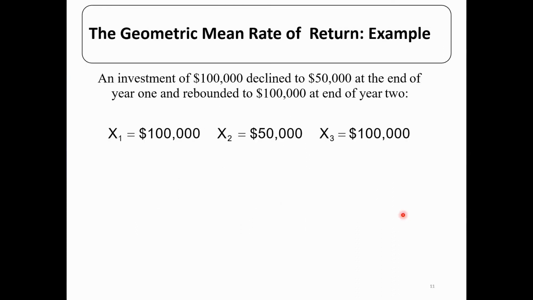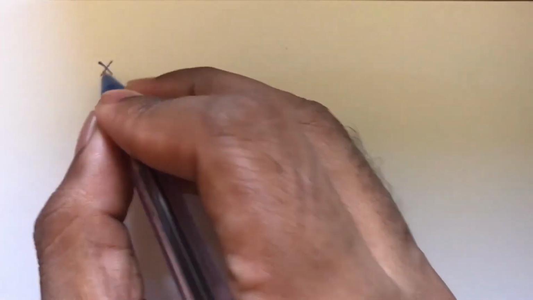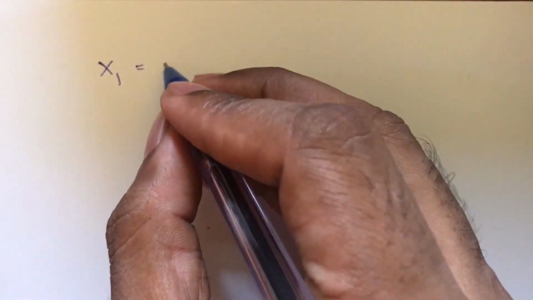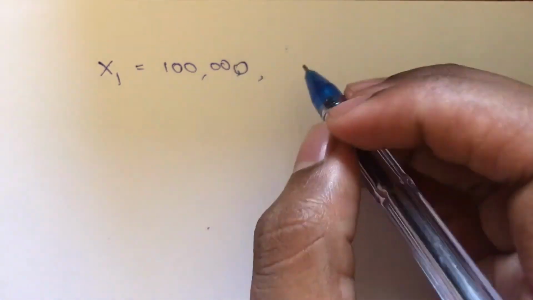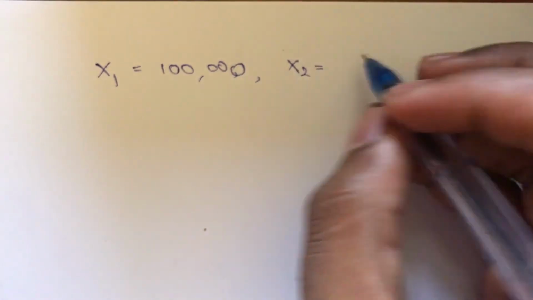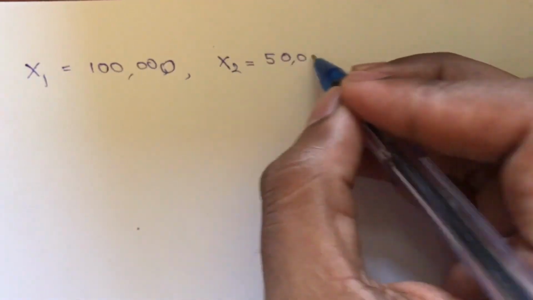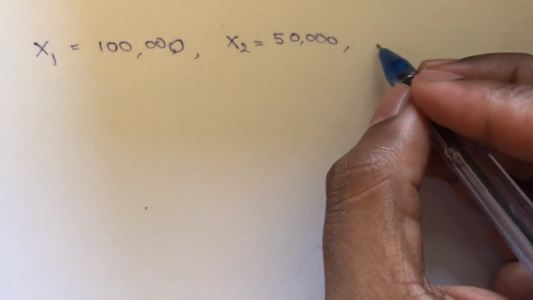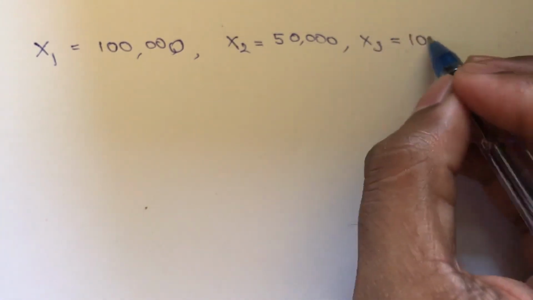So if we were to look at this particular example, you're told here an investment of 100,000 declined to 50,000 at the end of year 1 and rebounded to 100,000 at the end of year 2. So at the end of year 1, let's take it as x1, you have 100,000. And then at the end of year 2, let's take it as x2, you have 50,000. And at the end of year 3, let's take it as x3, you have again 100,000.